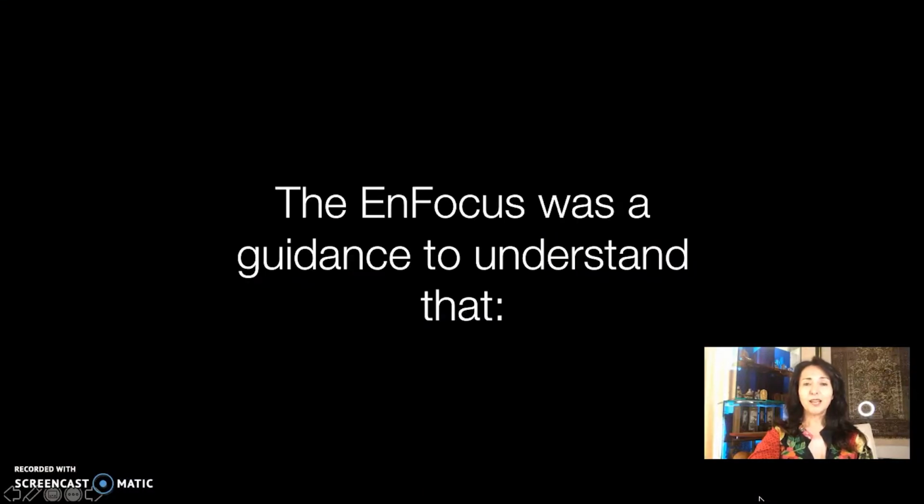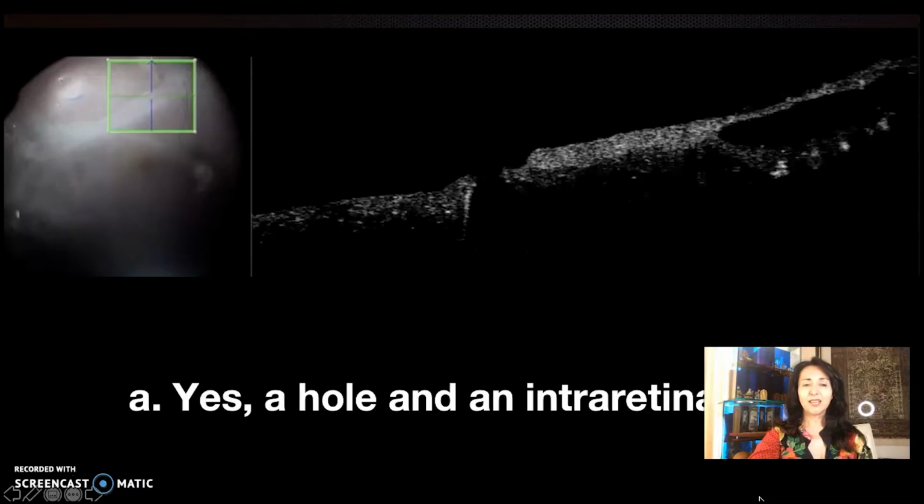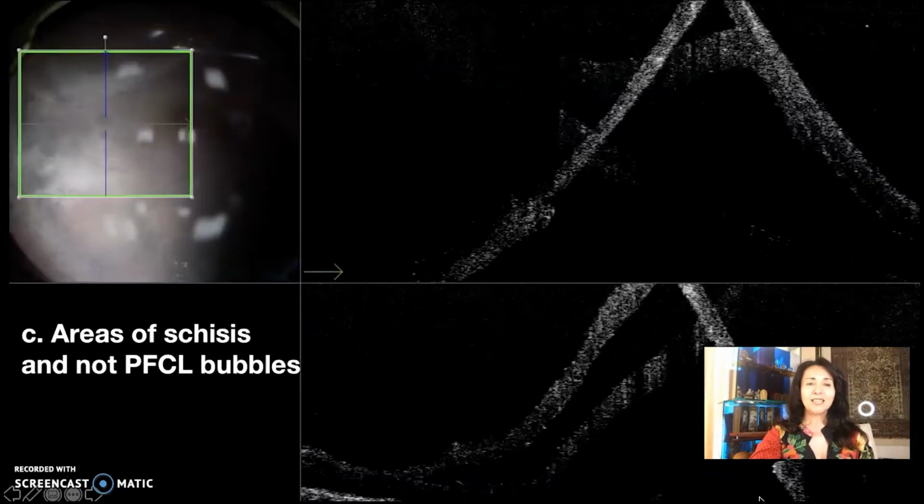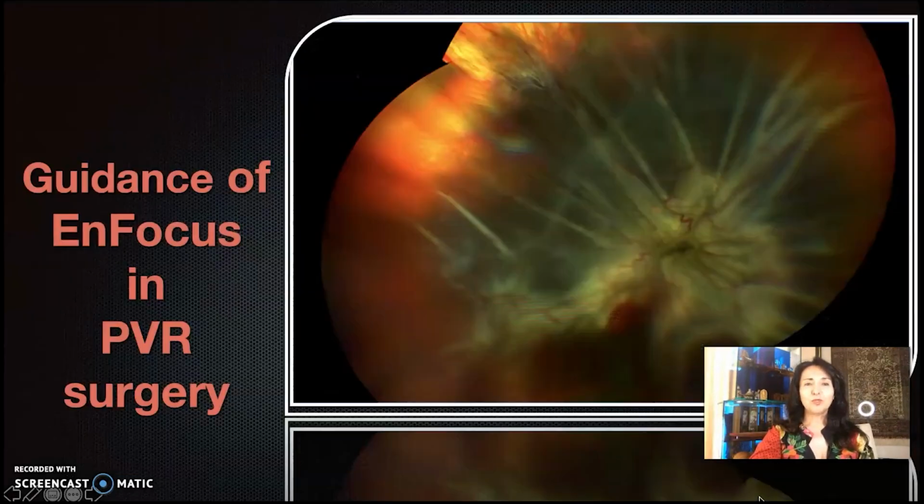The OCT was a guidance to understand that actually A, yes, was a hole closest to a cyst. The B were areas of inner schisis and remnants of the inner retinal layer that I had trimmed in the previous surgery, and C were areas of schisis and not PFCL bubbles, so I did not have to go under and remove them. What about PVR?